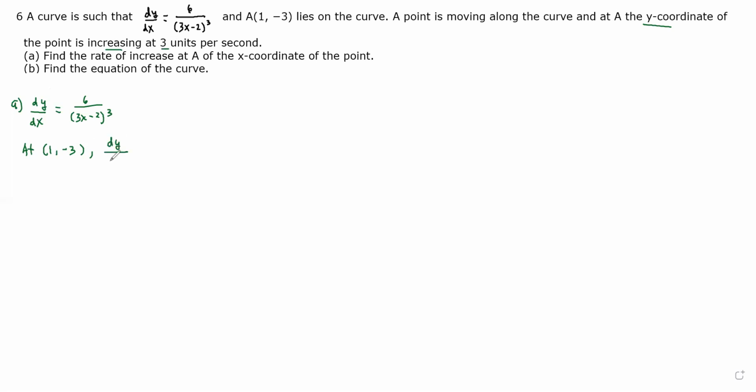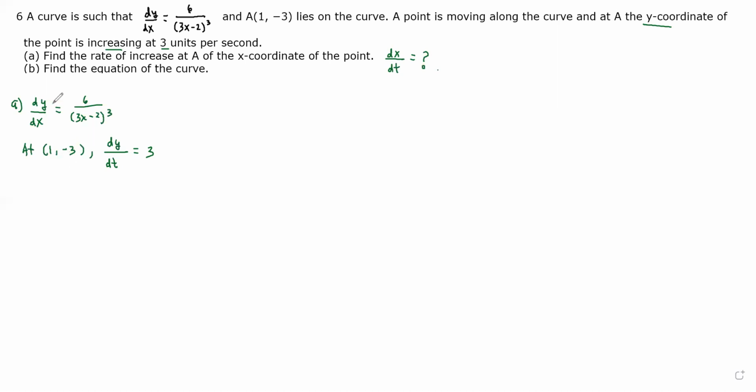meaning that the rate of change of y with respect to t must be 3. Since it is increasing, we use a positive 3. If it is decreasing, then this value is negative. Part A, find the rate of increase at A of the x coordinate of the point, meaning that we need to find dx/dt. That is what we need to find.